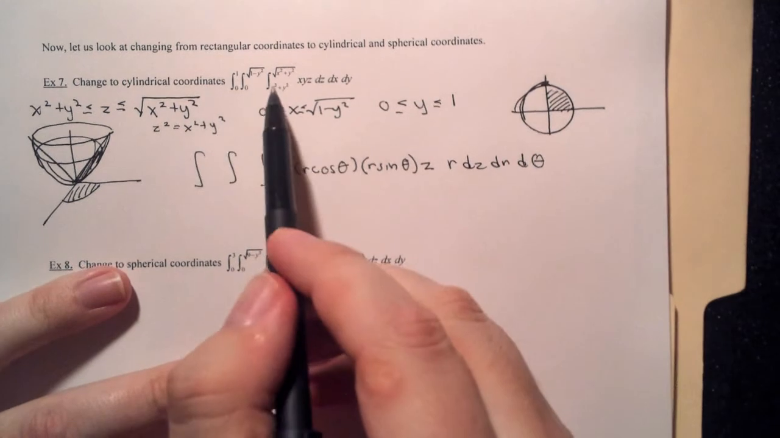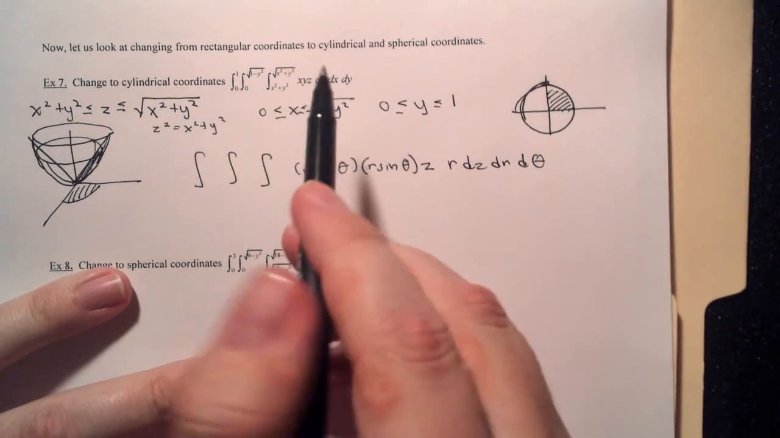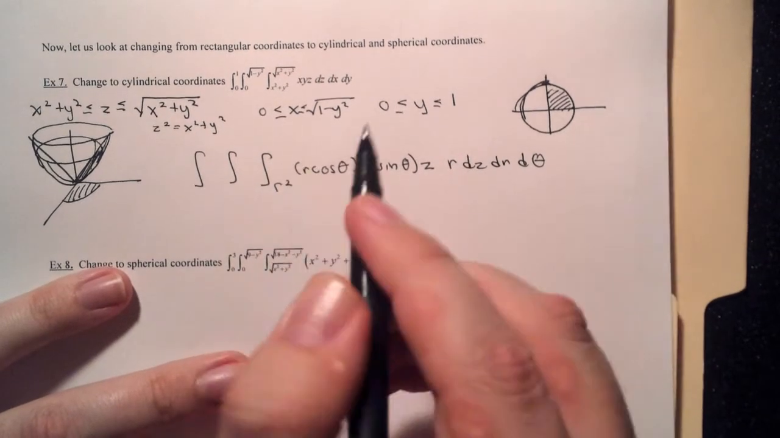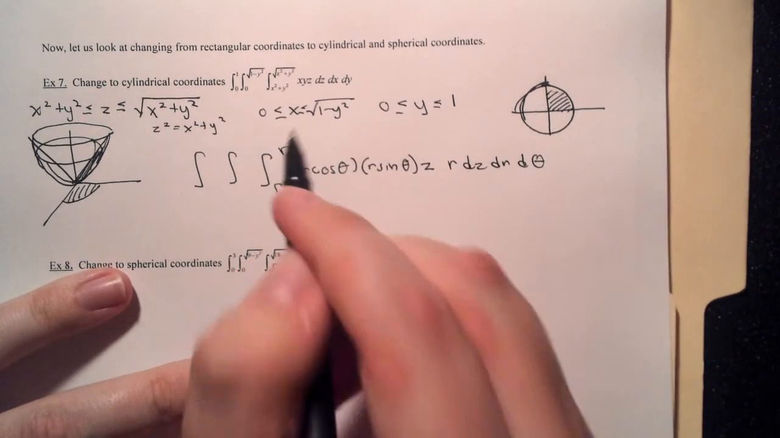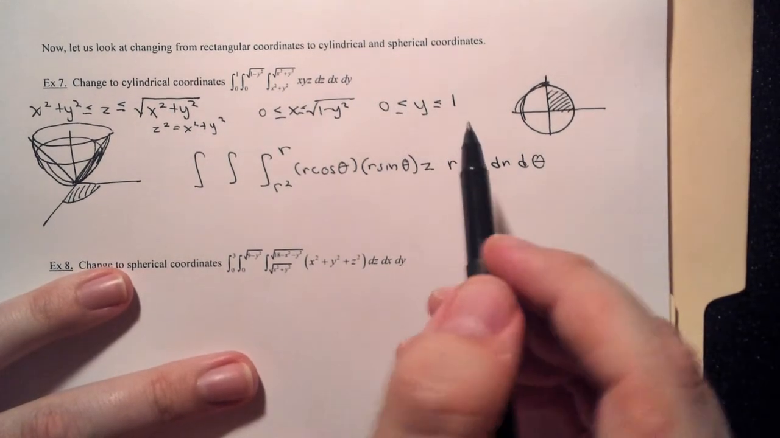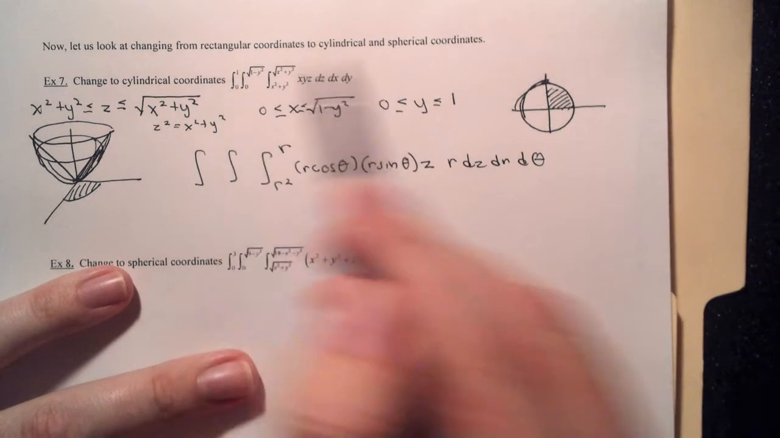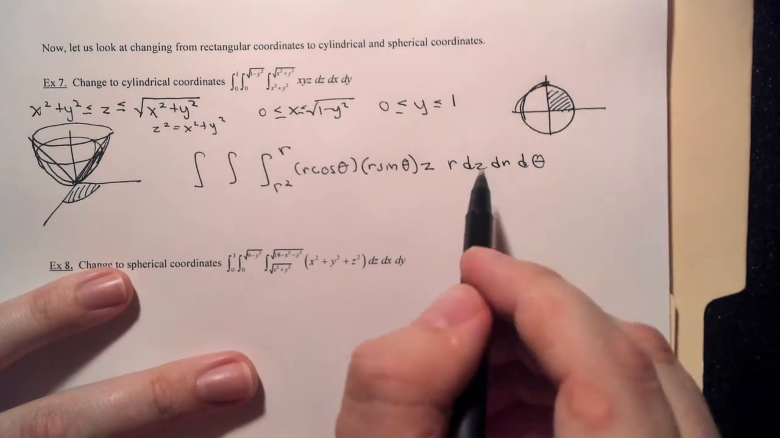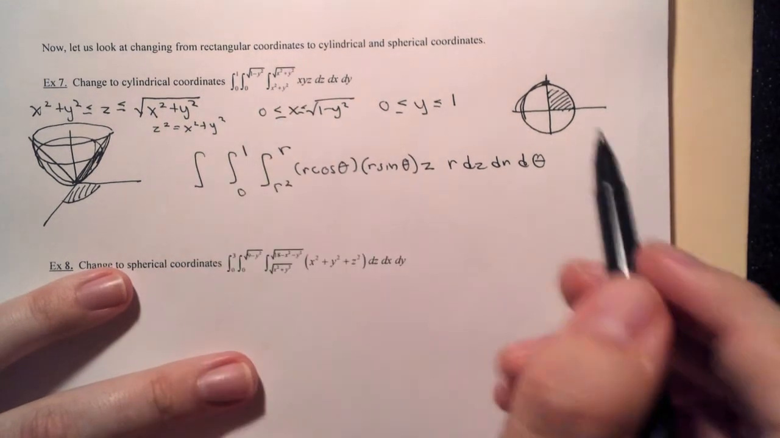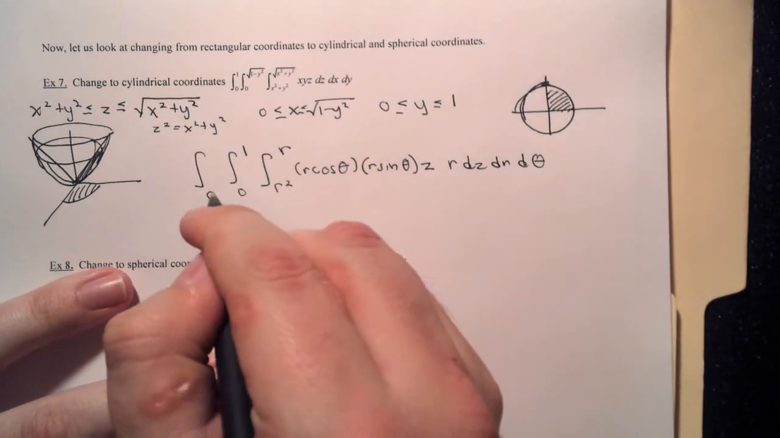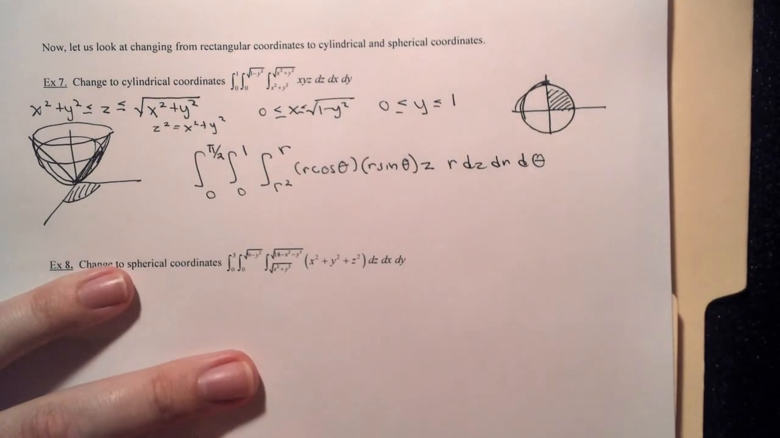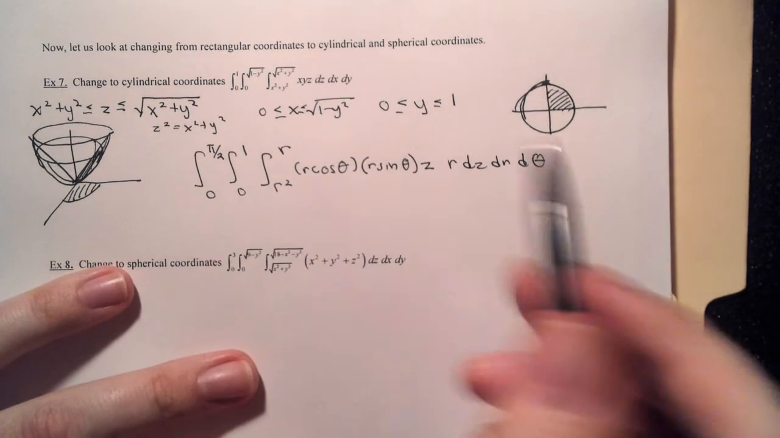My z bounds here, I'm going between these two things. So again, x squared plus y squared is r squared. The square root of r squared is just r. And based on, again, using these two together to figure out this trace, I can see that the bounds for r should be 0 to 1. And the bounds for theta should be 0 to pi over 2. So, this is the conversion.